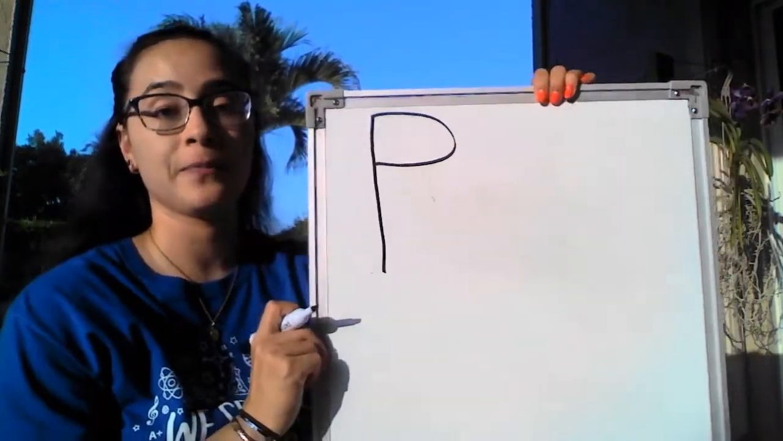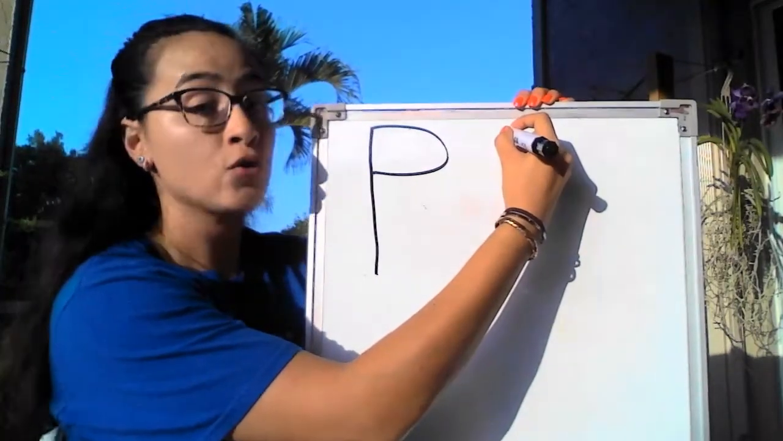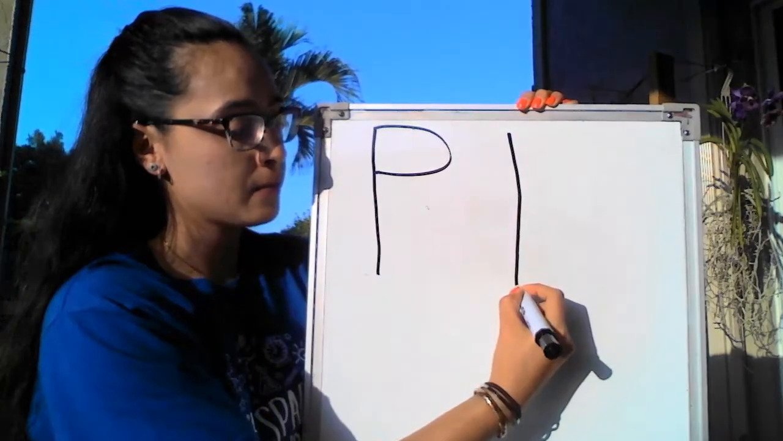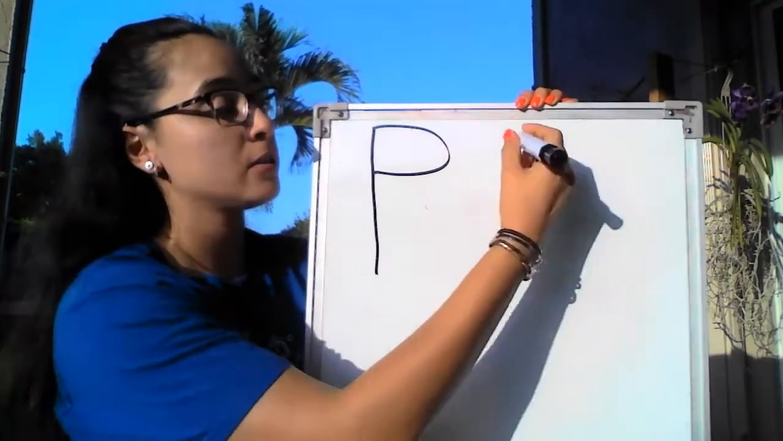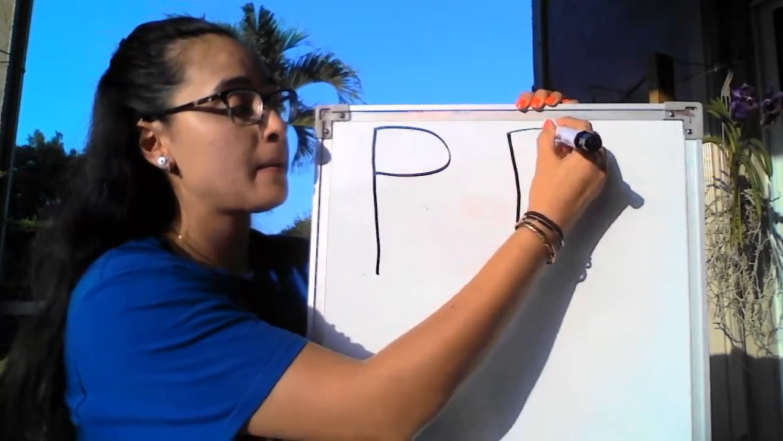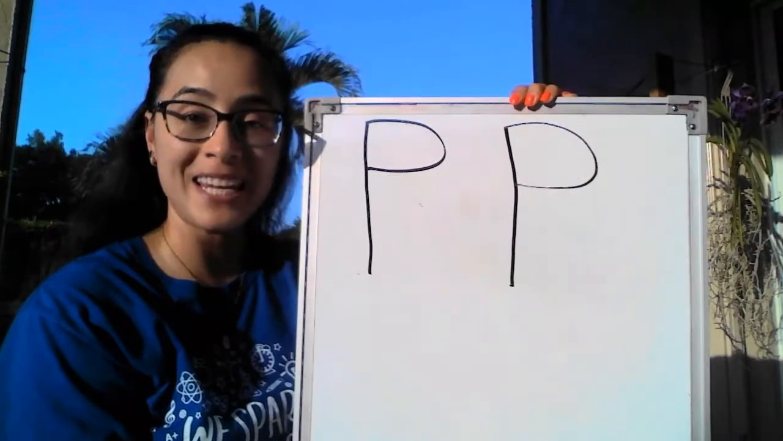Let's do it together. Start all the way at the top. Draw one line going down. Down. Bring up your marker to the top of the line and make one bump. Ready? Bump. You just made uppercase P.